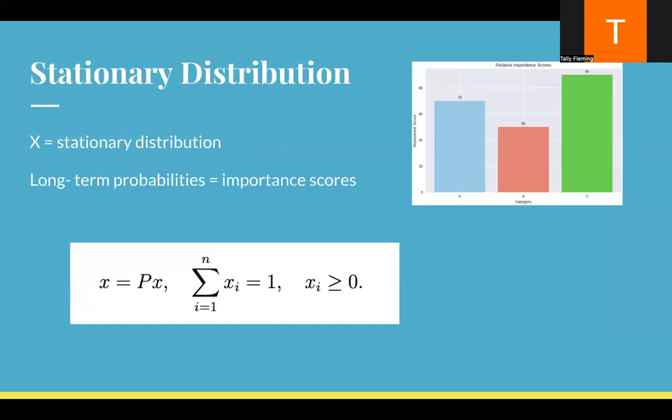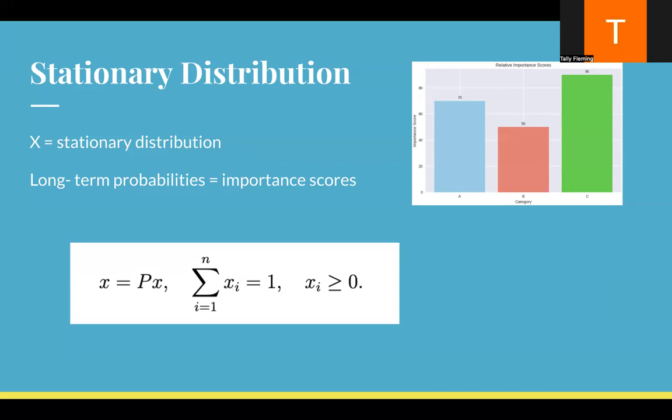to the stationary distribution. The key to the ranking is the stationary distribution of that random walk. The stationary distribution is a vector x where the entries x represent the long-term probability of the individual being on that page. This is the PageRank vector. The core mathematics lies in finding the solution to the system x equals Px. Finding this vector x is an eigenvector problem.